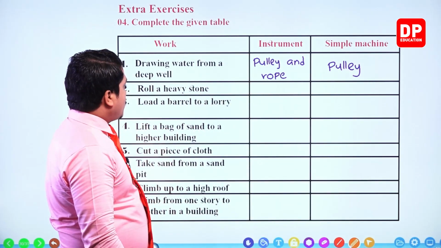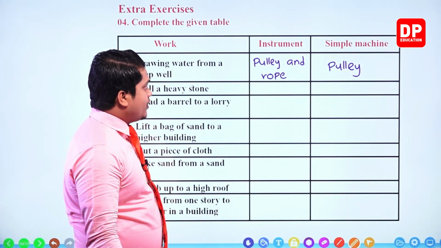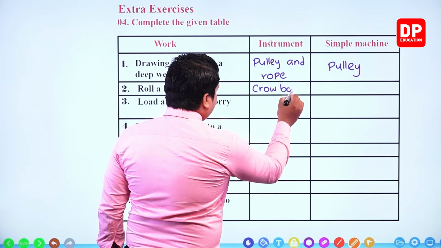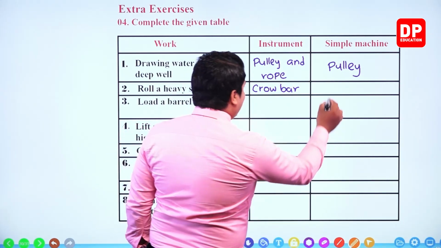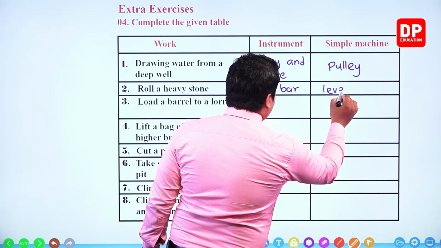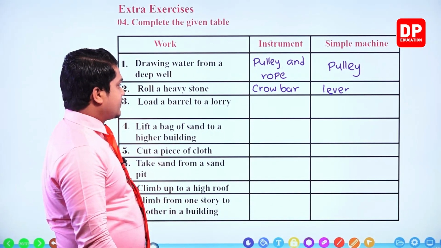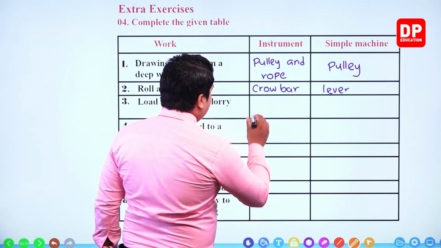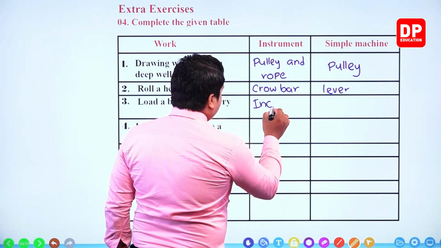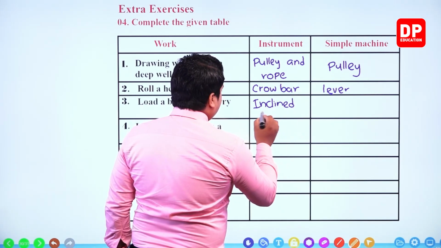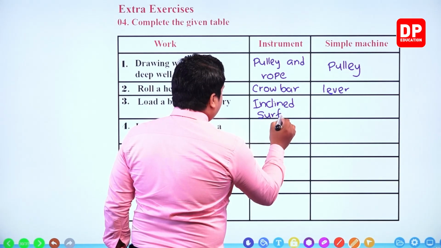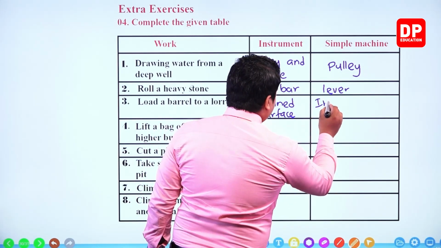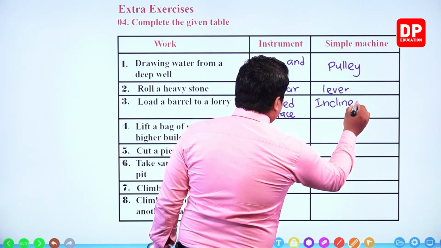Next one. Roll a heavy stone. To roll a heavy stone, we will need a crowbar. The simple machine is the lever. Load a barrel to a lorry, we will need an inclined plane. An inclined surface is the instrument that we need. So the simple machine, it's very simple, is the inclined plane.